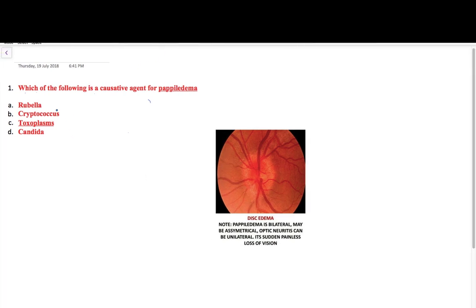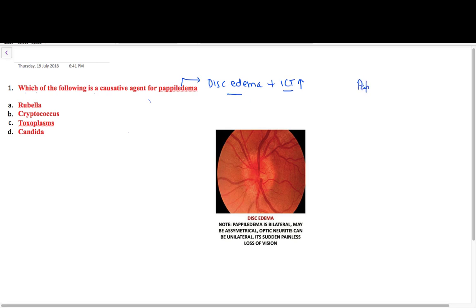So basically, papilledema is disc edema plus rise in intracranial tension. If the disc edema is associated with increased intracranial tension, only then we call it papilledema. Sometimes the disc edema is not associated with rise in intracranial tension, and that case is called papillitis. So first of all, it is very important for you to differentiate between a papillitis and a papilledema.